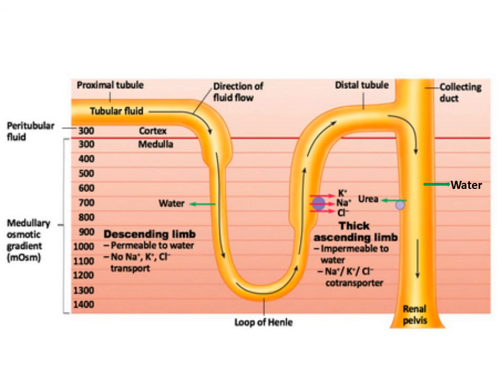Now what will happen in the ascending limb of the loop of Henle? In the ascending limb, only solute will move out. That means it is impermeable to water. This movement occurs mainly through the sodium potassium 2 chloride channel. So the main solute that is moving out of the tubule is sodium chloride, and this is the main reason for the increase in the osmolarity of the interstitium.